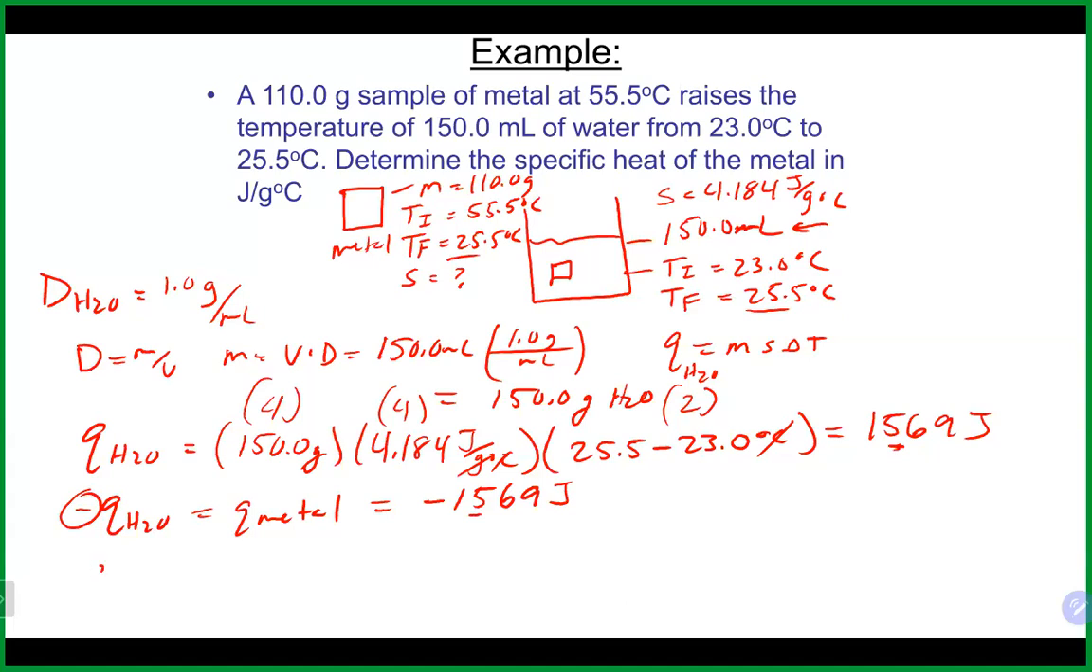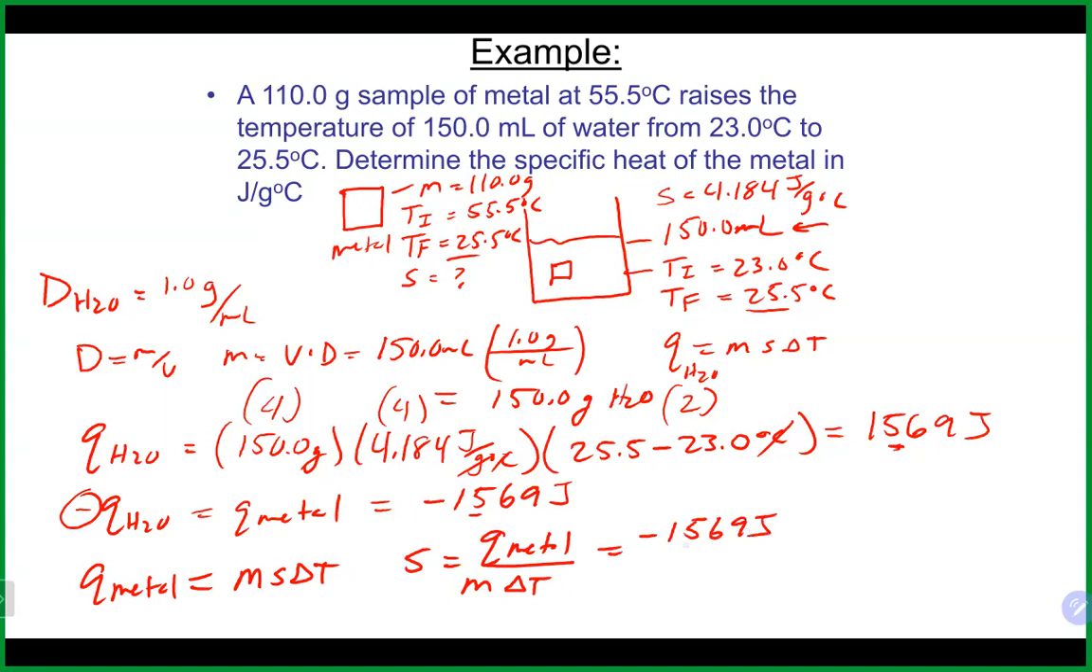So our Q of the metal is m S delta T. Solving for S would give us Q of the metal divided by m delta T. Put in our numbers: minus 1569 joules divided by our mass of our metal, which is 110 grams. And here, the important part, we want to do final minus initial on our temperature for the metal. So our final temperature of our metal is 25.5 minus our initial, which was 55.5 degrees Celsius.